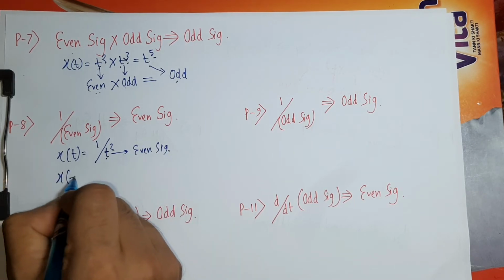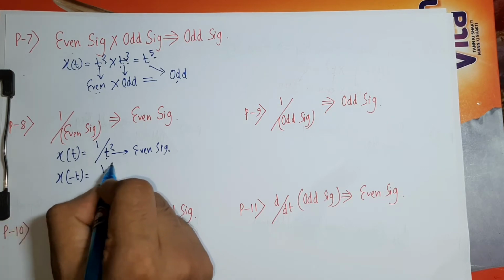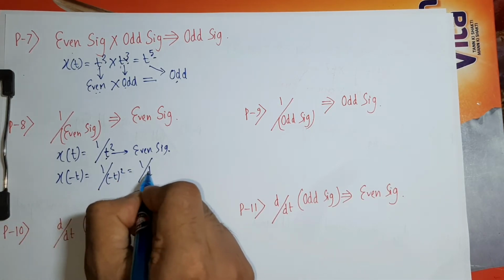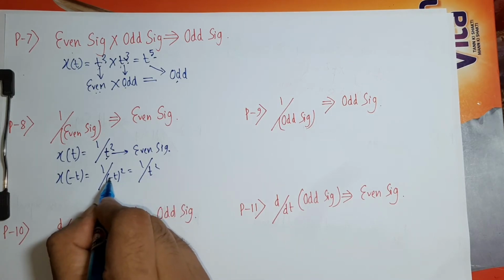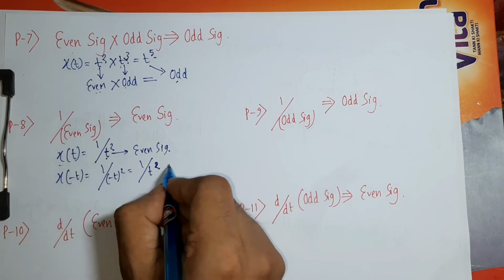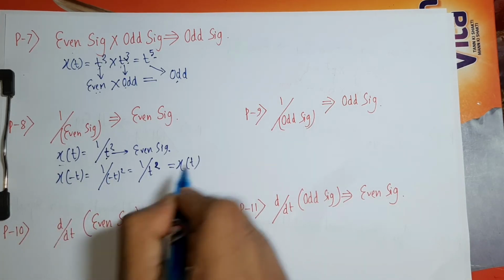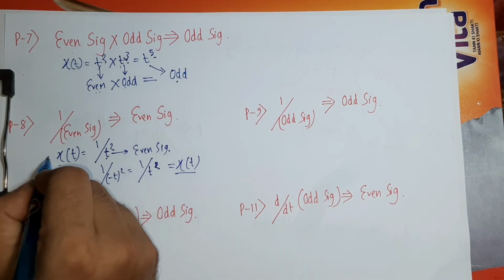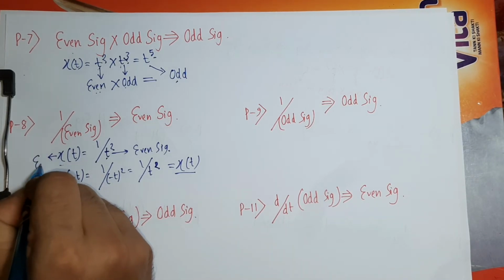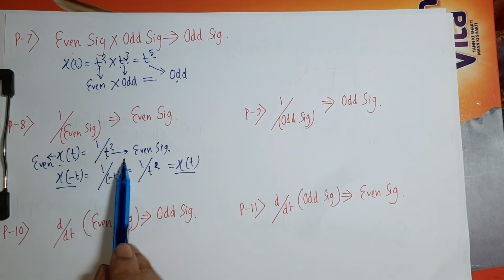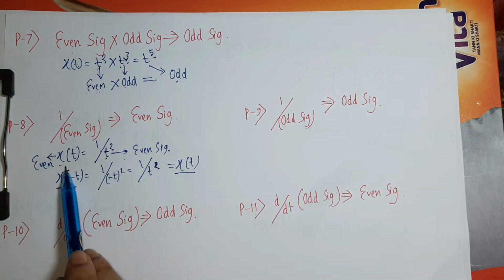And let us find out x of minus t. X of minus t is equal to 1 divided by minus of t whole square. That is 1 divided by t square, because minus t whole square is equal to t square. And 1 by t square is nothing but xt. So you observe that x of minus t is equal to xt. So xt is an even signal. So finally you can conclude that 1 divided by even signal is an even signal.